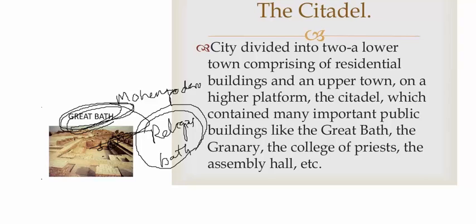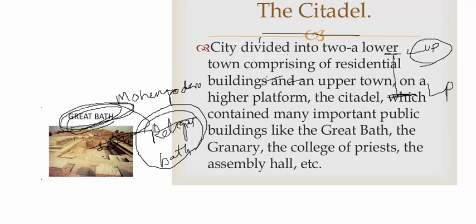Now we are going to focus on the citadel. Actually, what is a citadel? The city is divided into two parts, lower class and upper class, or the lower part and the upper part. Look here. Suppose I say here is one part, and you see here is the other part. This is known as the upper part, and this is known as the lower part.